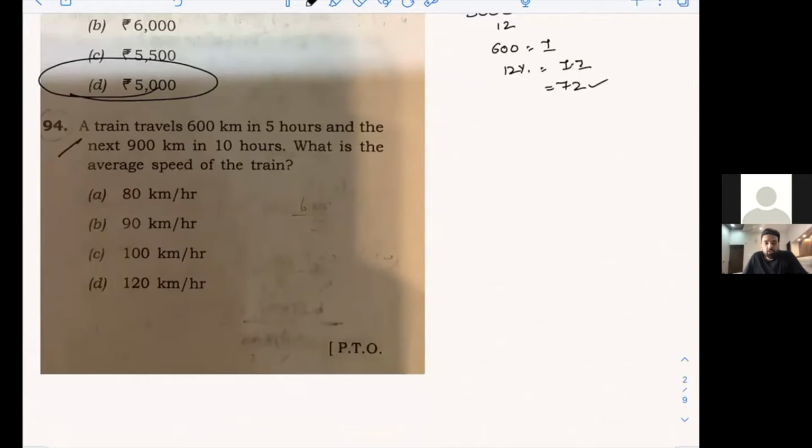The next question says a train travels 600 kilometers in 5 hours and the next 900 in 10 hours. What is the average speed of the train? It's a very simple question. Average speed is total distance upon total time. Total distance is 900 plus 600, which is 1500, divided by 15. That is your answer. The answer comes out to be 100. It's a 1 second question. So it's total distance upon total time.